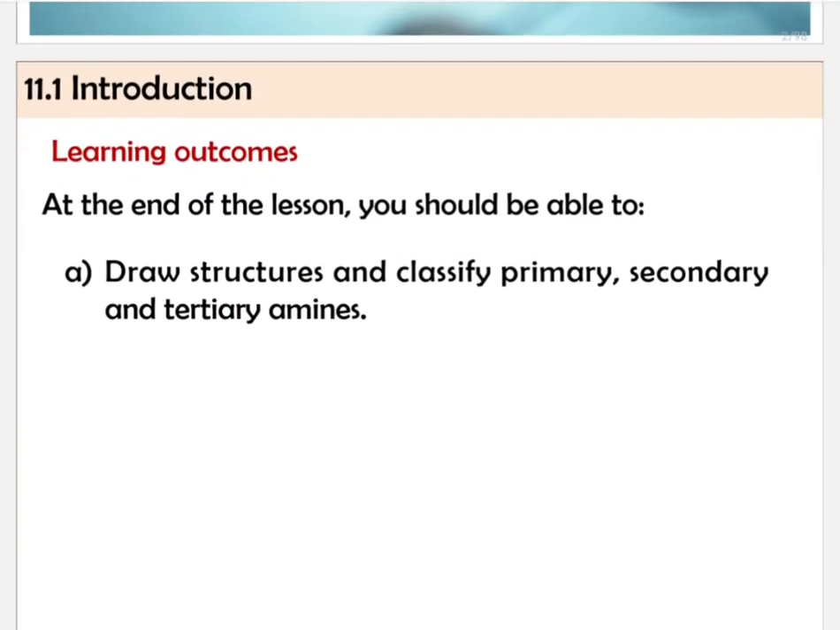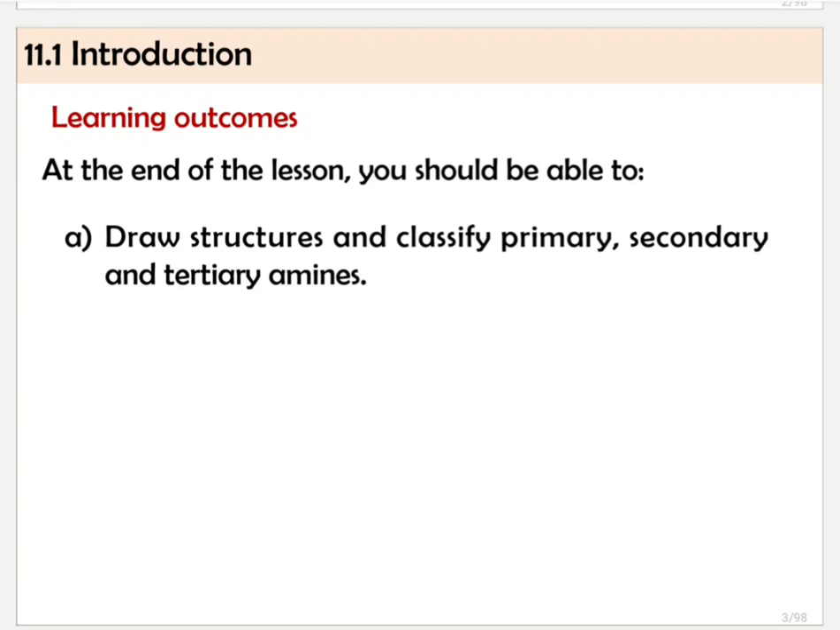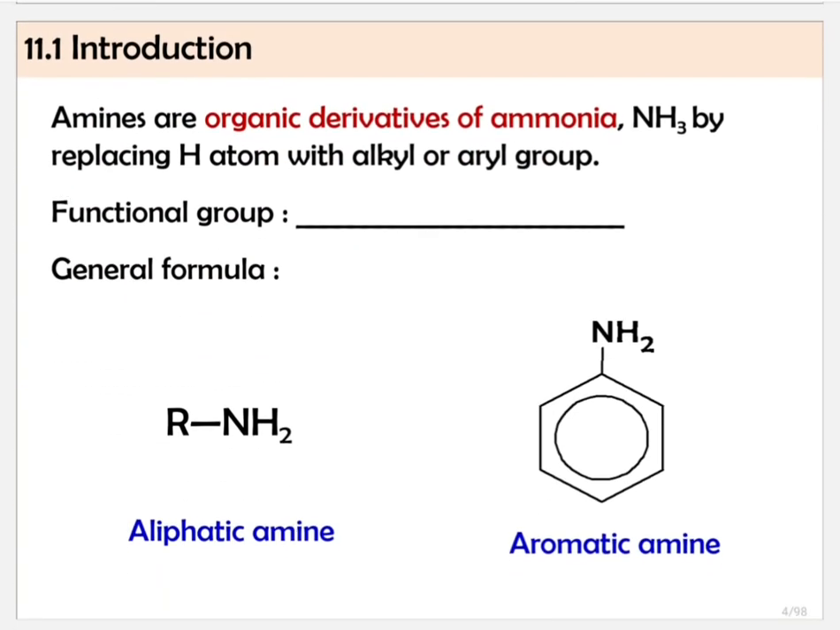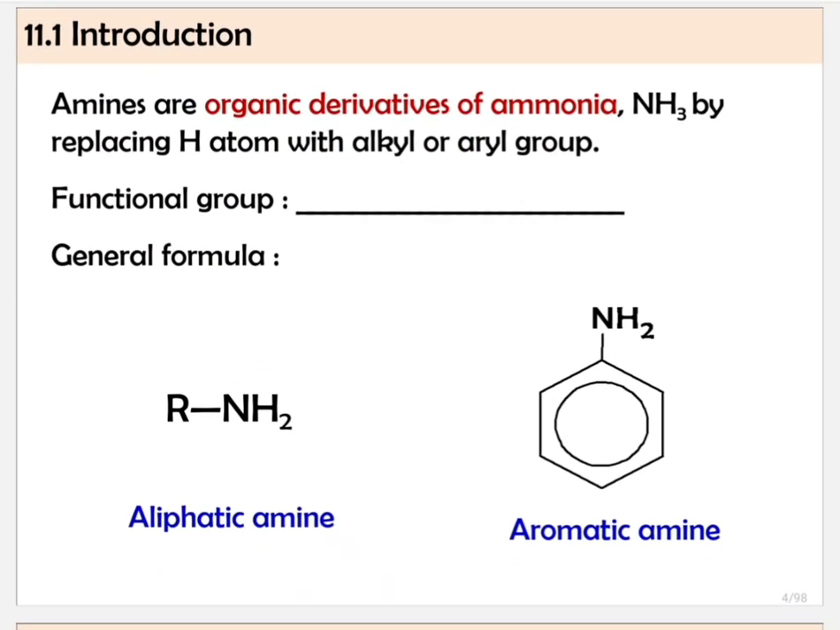So for 11.1, at the end of this video, you should be able to draw the structure and classify amines as primary, secondary, and tertiary. Okay, so amines are organic derivative of ammonia by replacing the hydrogen in NH3 with alkyl or aryl group. Jadi untuk kita kelaskan compound tersebut sebagai amines, that compounds must contain functional group amino.